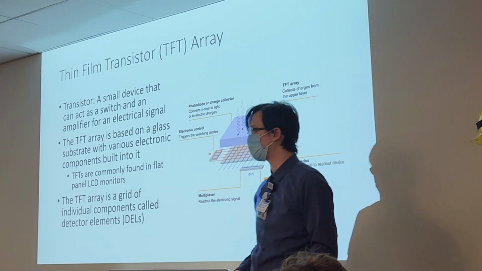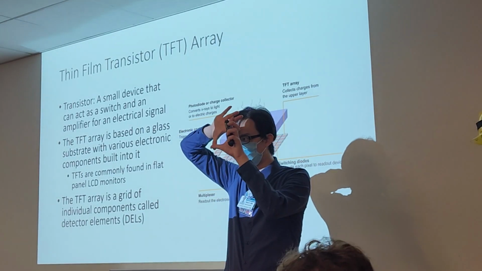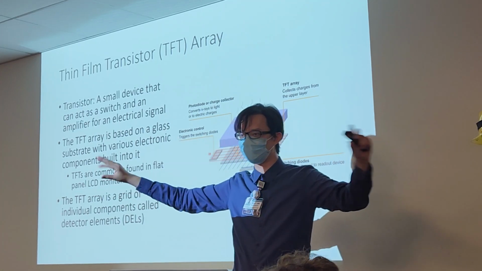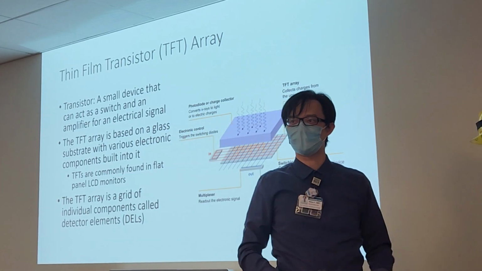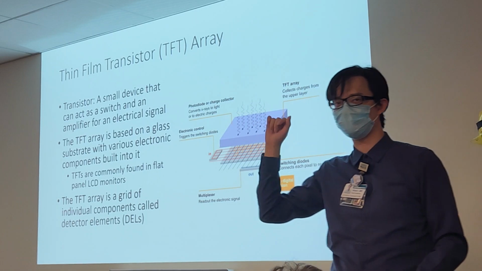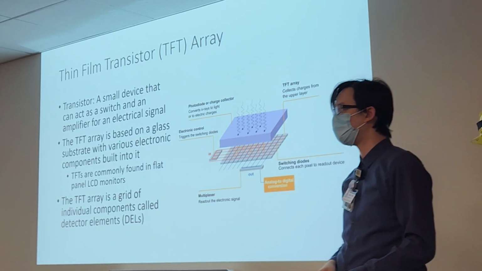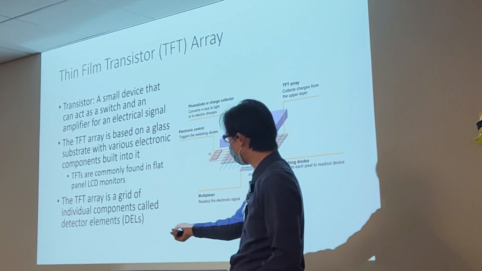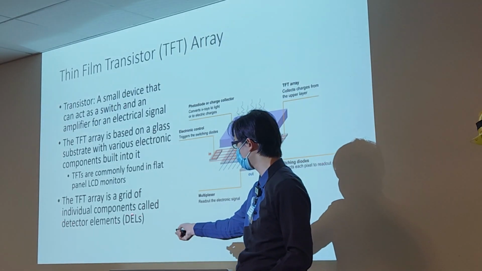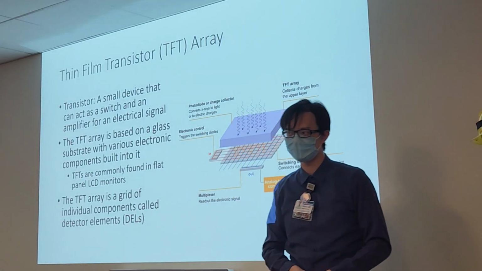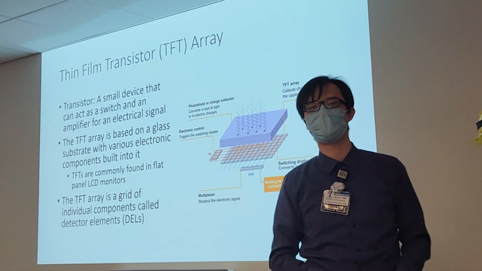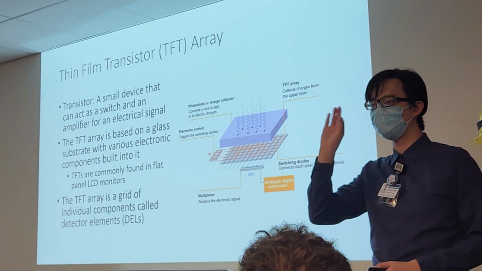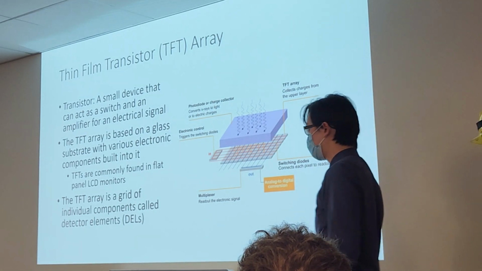So the thin film transistor, the transistor is this tiny square. It's laid out into a grid, into an array. And each individual square, each individual detector of our TFT, is called a detector element, a DEL. So our DELs are the individual parts of the TFT array.